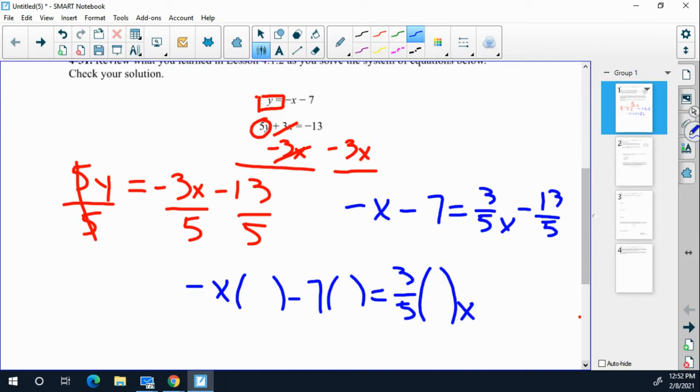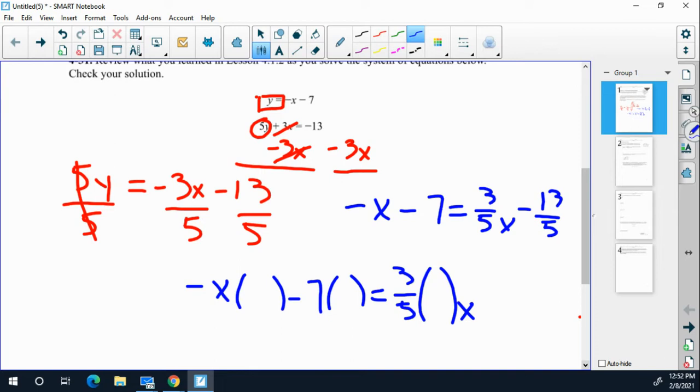What am I going to multiply that fraction by to get rid of that denominator? Cross multiplication. Guys, you know what? What would cancel out this denominator? How would I write this as a fraction to cancel out this denominator?